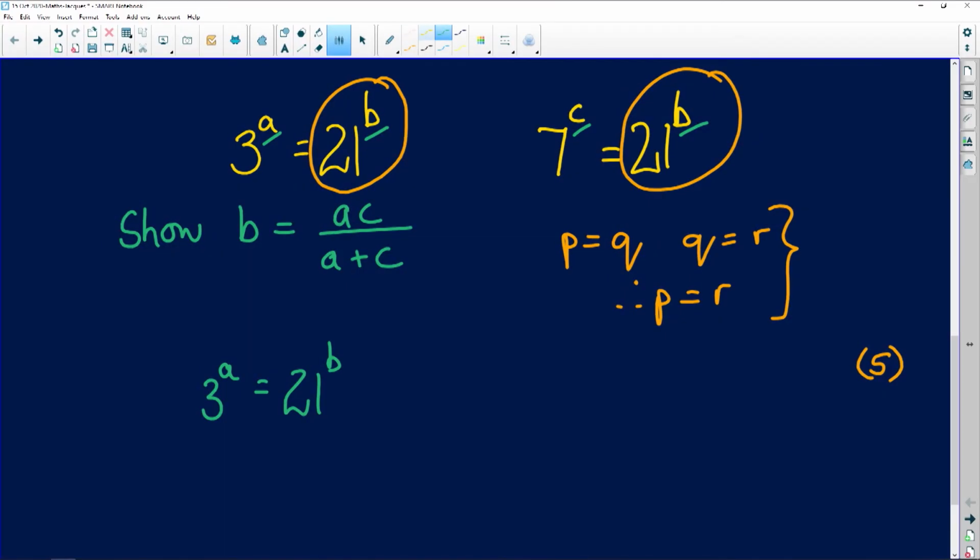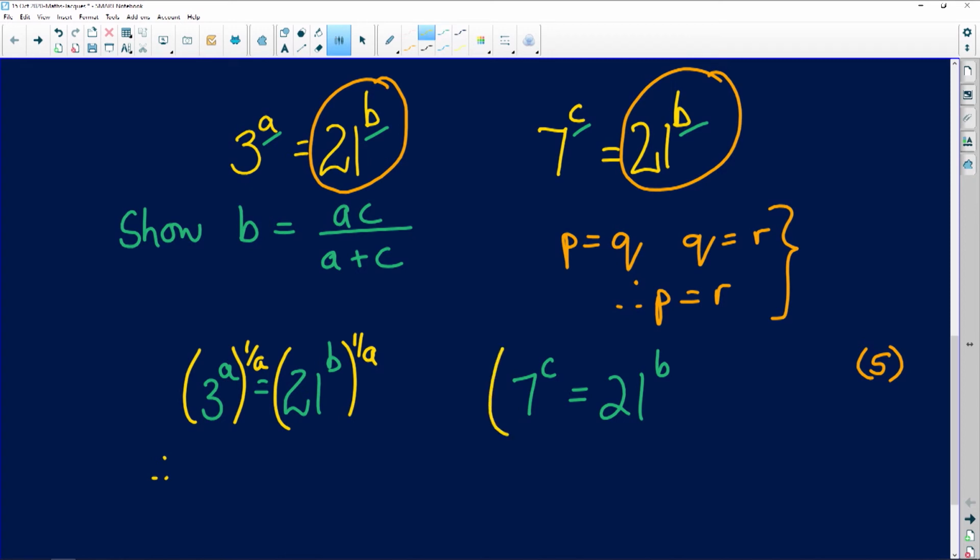You saw that happening earlier on with the surds. The same thing applies here. So we're going to take a different route. We're going to say, okay, let's raise both sides by the power 1 over A in this one. And in the next one, 7 to the power C, which is also 21 to the power B, we're going to do exactly the same. But this time round, we're going to raise it to the power 1 over C, both sides. What you do to one side, you need to do to the other.